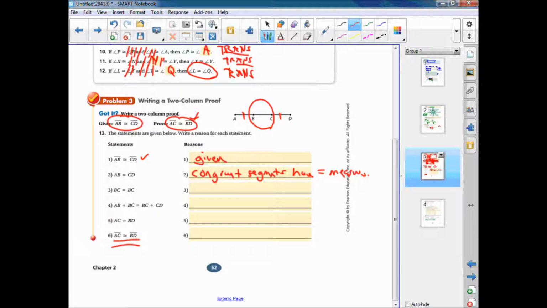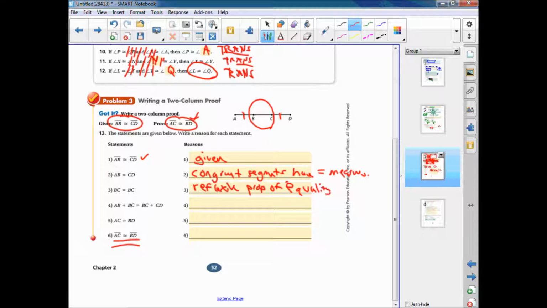BC equals BC. And this we could just say, hey, this is segment BC. It's still equal to segment BC. And this is the reflexive property of congruence. Okay, that's a squiggly on top of my equals, except we don't have a squiggly there. So this is the reflexive property of equality.